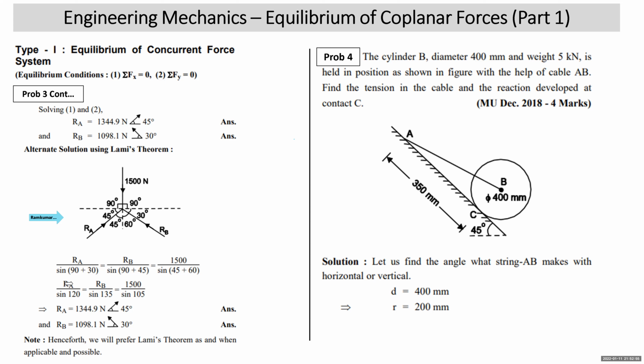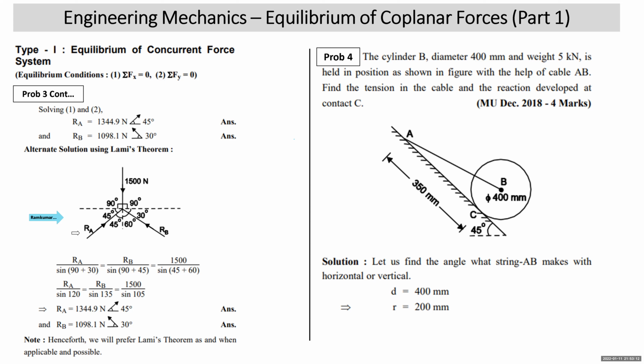There is one more condition. What is that? Direction of unknown is not assumed. So RA and RB, we are sure that they are towards the joint as shown in the diagram. RA and RB, their directions are not assumed. So we now apply Lami's theorem.